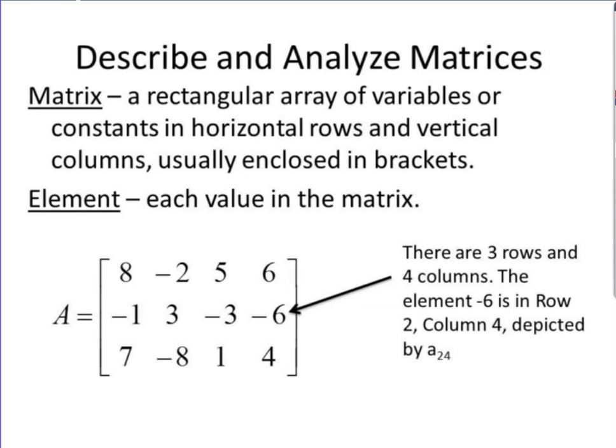Now they can depict the element as, because this is matrix A, it's A sub 24. The first number tells you the row, the second number tells you the column. So you would go down to row 2 over column 4, and A24 is -6.